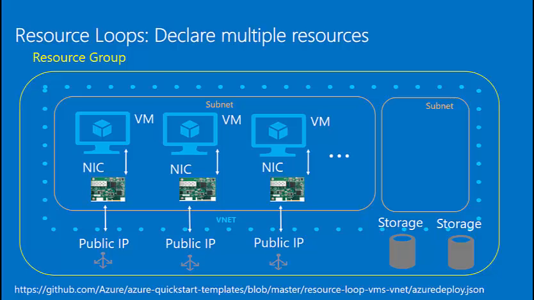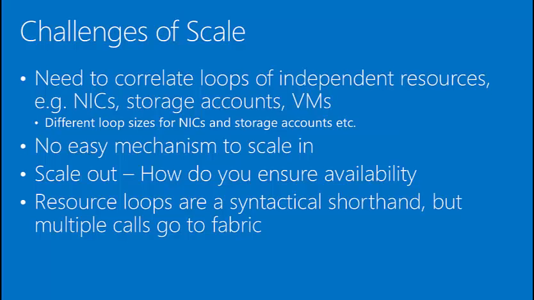So why would you need something like scale sets? Well, there are some challenges if you're creating large numbers of virtual machines. If you're using resource loops, as I mentioned, you have to correlate these loops of independent resources. So your NICs, your storage accounts, your virtual machines, you can have different numbers of storage accounts to virtual machines, for example. You could have up to 40 disks in a storage account. How do you scale up or down? Where do you place the virtual machines? If you add or take away virtual machines, there isn't an easy mechanism to do auto scale in a balanced way that uses different fault domains or update domains. So it doesn't make it easy for you.